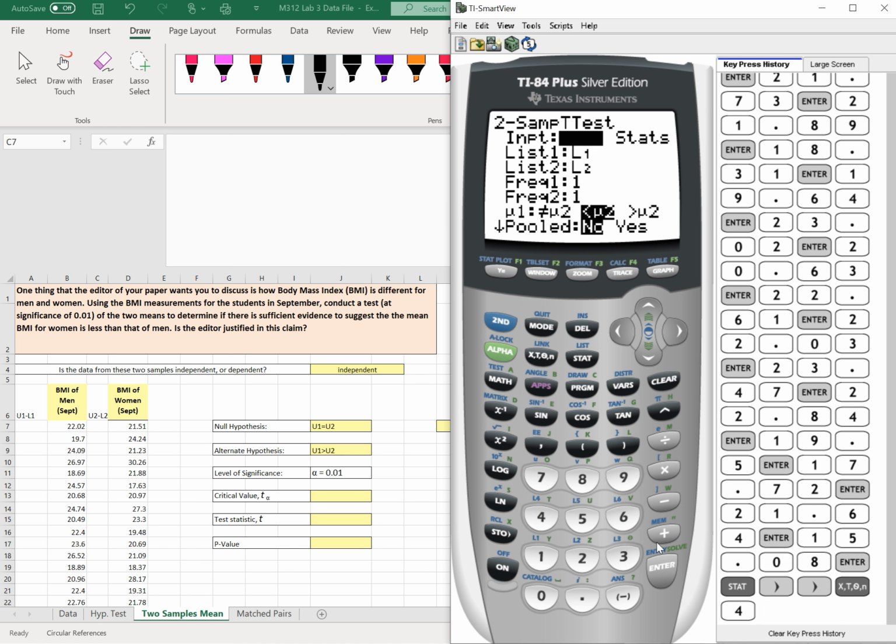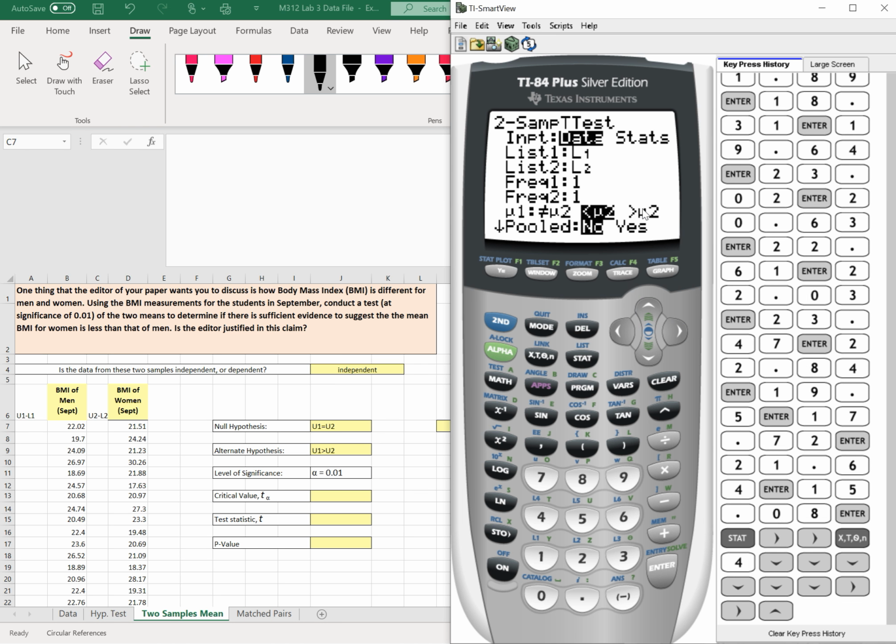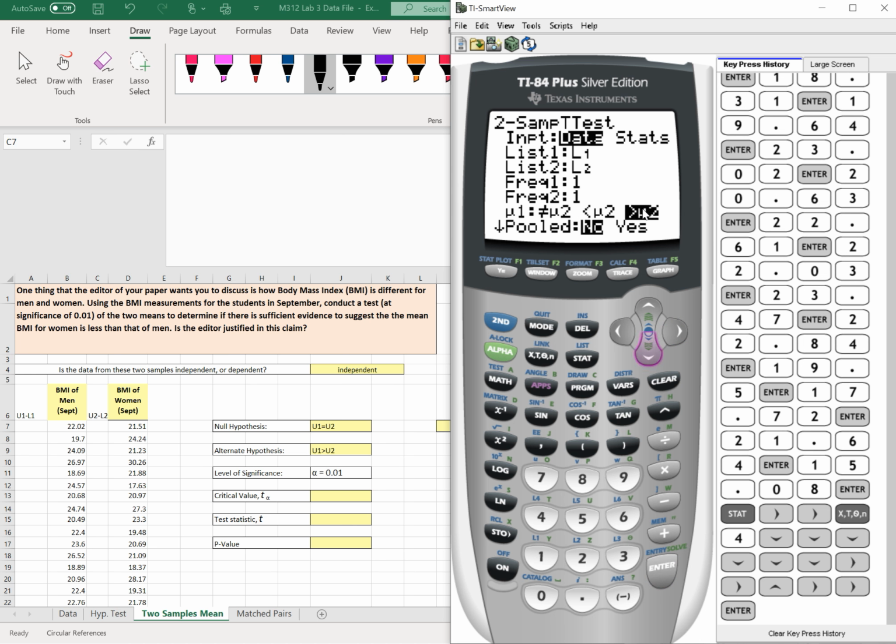So I'm going to click on number 4. We're using data and we're using list 1, list 2. And we are testing that list 1, in other words the men, is actually greater than mu 2. So we're going to go down here and select that mu 1 is greater than mu 2. Now you see where it says pooled and not pooled. In this case, we're going to assume, yes, it's pooled. Let's see if we go with a draw.